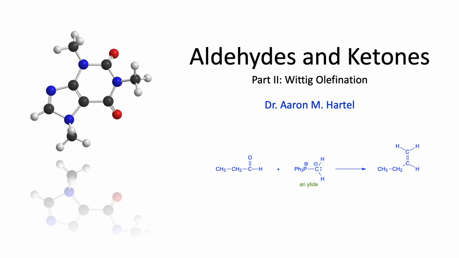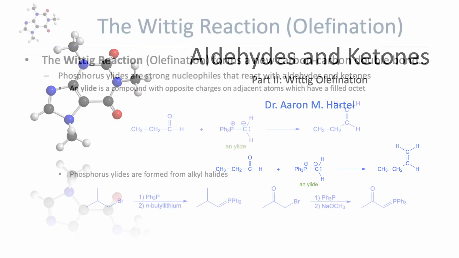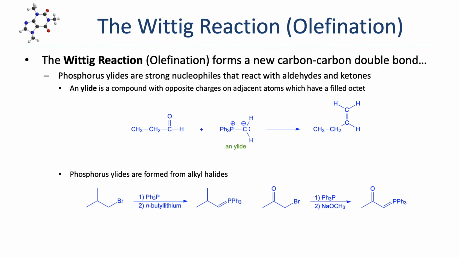In this lesson, we're going to continue our look at the reactions of aldehydes and ketones, focusing on the Wittig olefination reaction. The Wittig reaction, or Wittig olefination, is the reaction of an aldehyde or a ketone with a phosphorus ylide to form an alkene. The term olefin is simply an older word for alkene, so olefination is making an alkene. In the example, we see propanal reacting with a 1-carbon phosphorus ylide to form 1-butene.